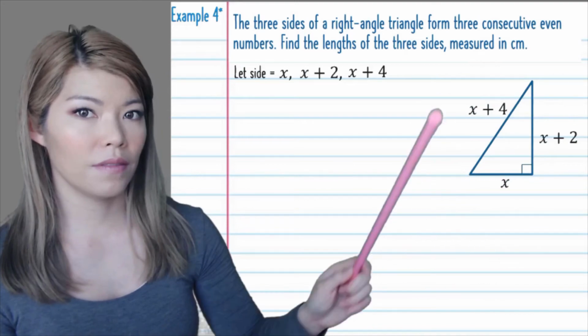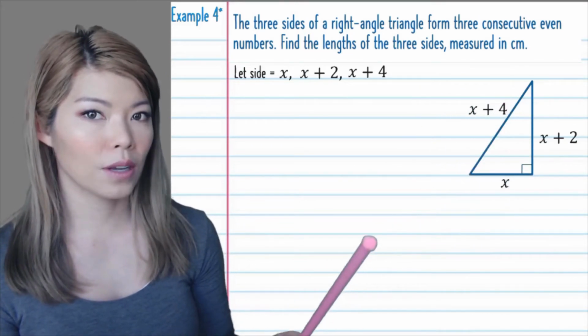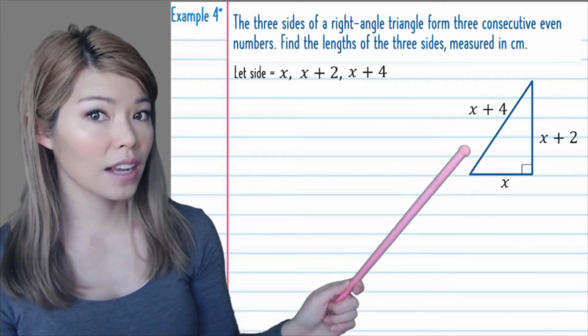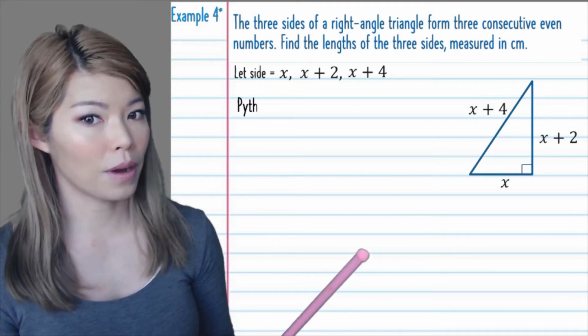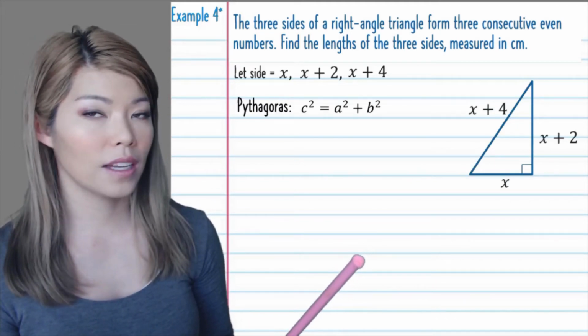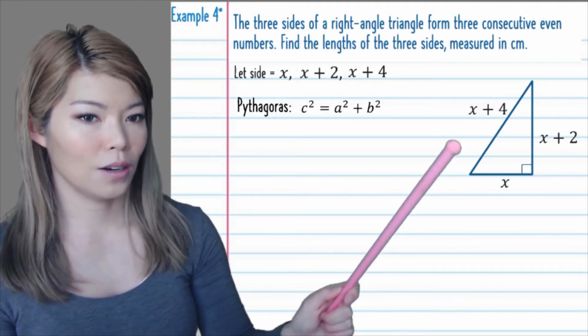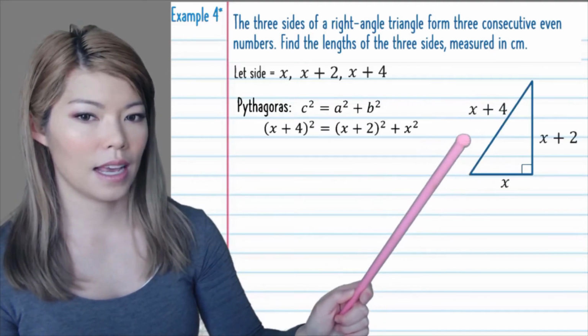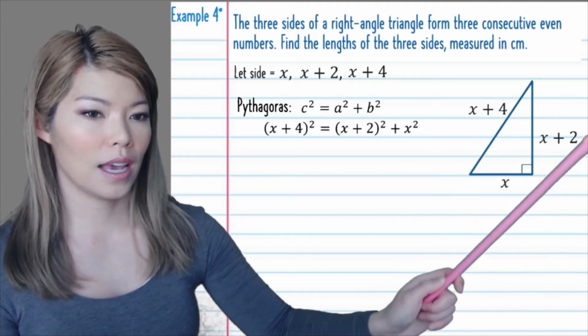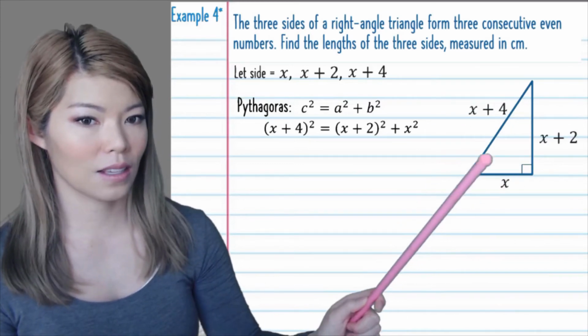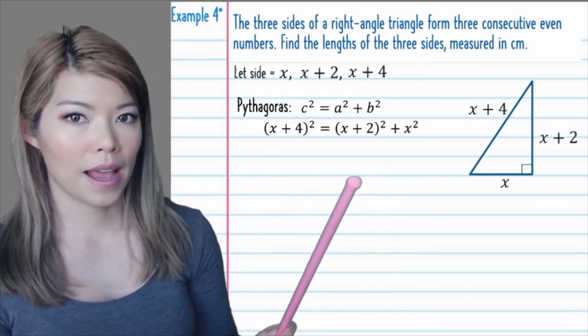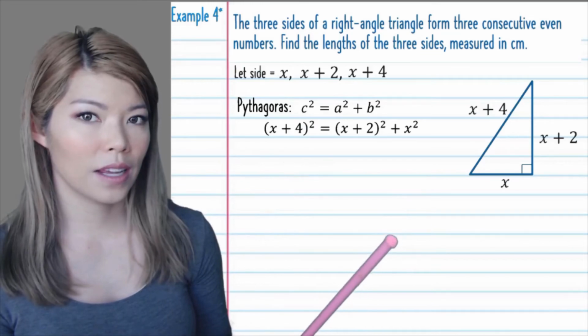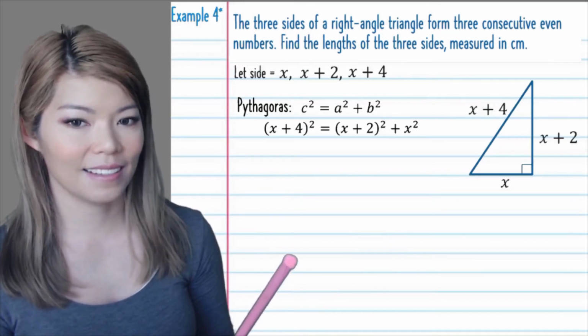We haven't been given perimeter or area, so how can we work this out? Well, it's a right angle triangle, and we know from Pythagoras' theorem that c squared equals a squared plus b squared. Well, in other words, this is c, x plus 4 squared equals x plus 2 squared plus x squared. So now we can expand and move everything to one side to let it equal to 0 and work out what x is. So let's do this.